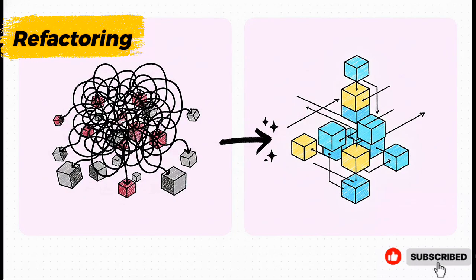And then there's our third battle, refactoring. Look at the before scenario, an absolute developer's nightmare. We're talking about a deeply nested, fragile, chaotic 2,000-line legacy Node.js app completely stuck in callback hell. Now look at the after.